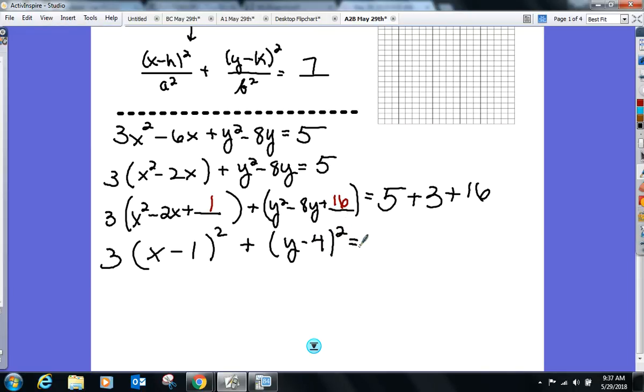What do I have on the right side now? I have a 20. We're almost there, aren't we? Look. What's the only thing I'm missing? There's a couple things that aren't the same. I don't have denominators, and the right side isn't equal to what? 1.